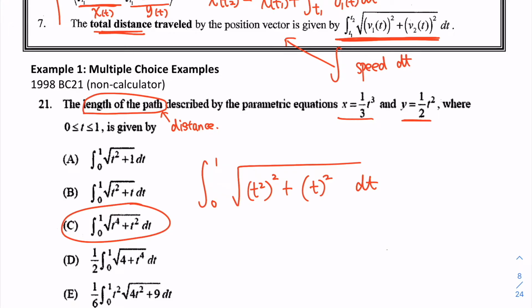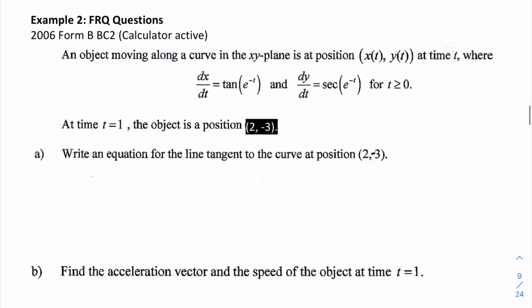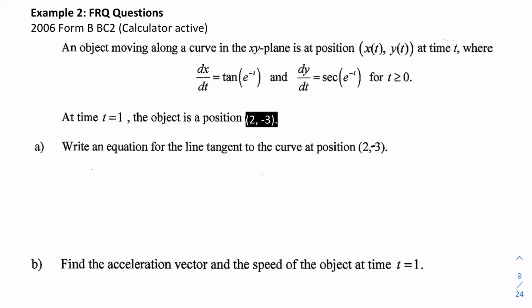Now let's have a look at the two AP problems here. Given dx/dt and dy/dt, you have to read the problem carefully, the derivatives are already given. This is the velocity vector. At t equals 1, the object is at (2, -3). That means x(1) equals 2, and y(1) equals negative 3.